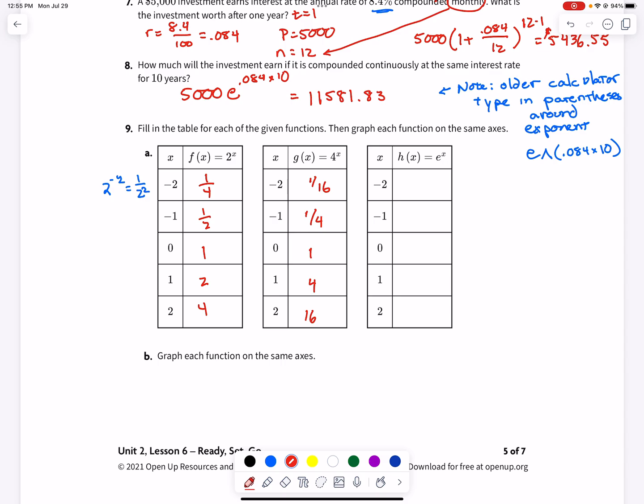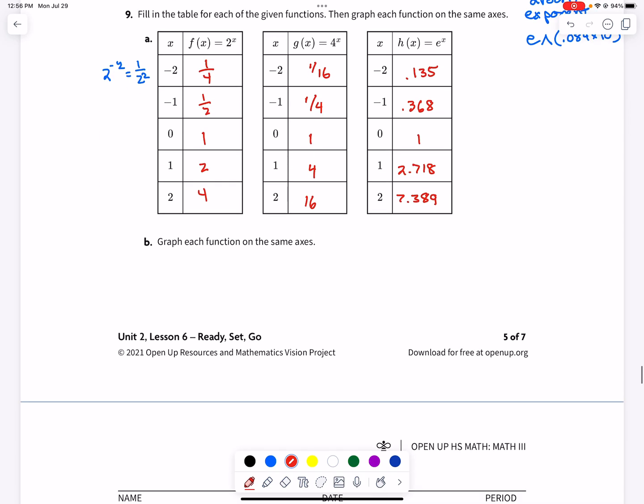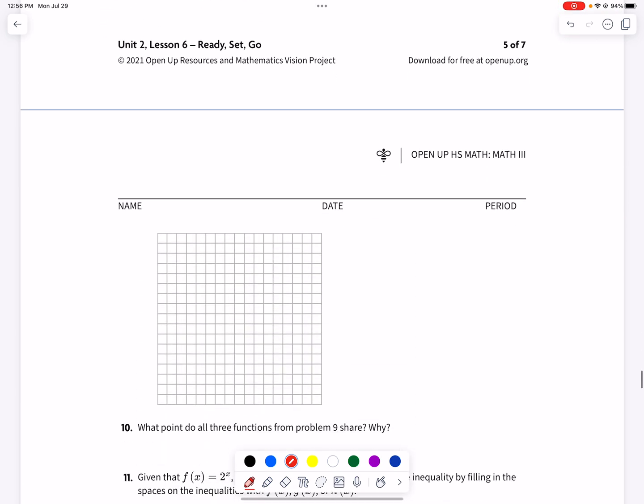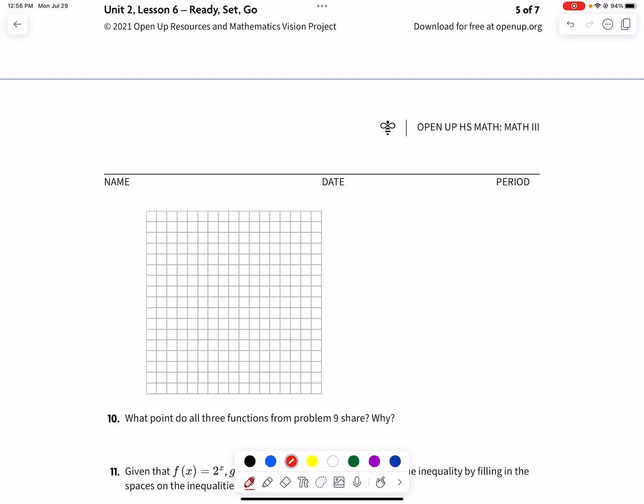Okay, e to the x you have to type into the calculator. I find if I'm doing a whole table of values, I find it easier to type it in under y equals and either look at the table or trace. Okay, graph the function on the same axes. This is on the next page. Because I can't show you the table and the graph at the same time, I'm just going to pretend you're looking at the graph while I do the table.